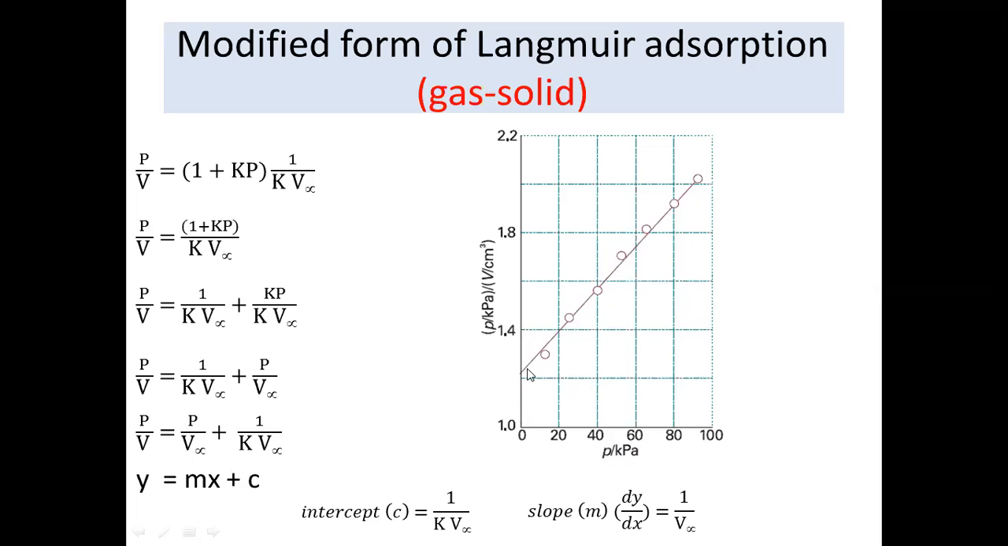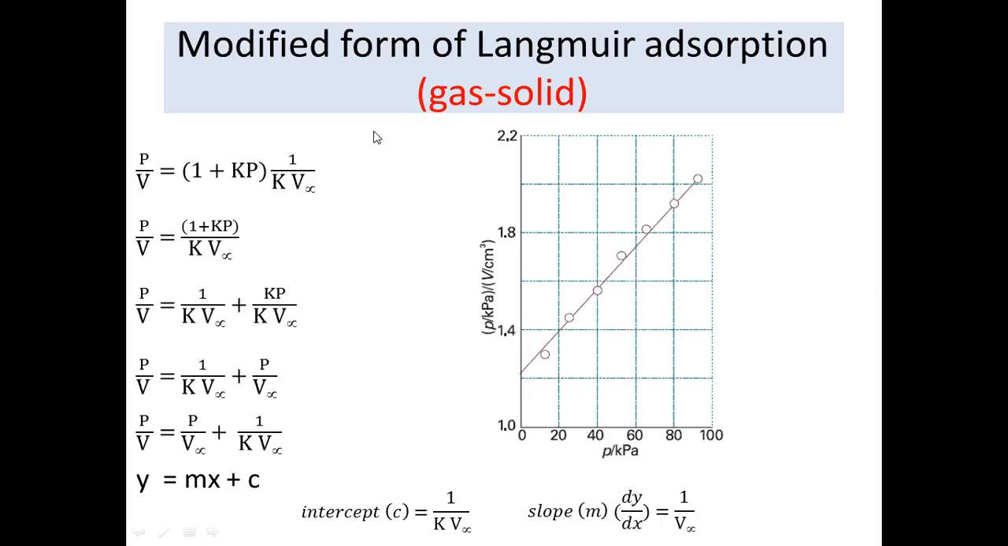And when you plot it, you will get a straight line with the intercept, and from 0 to here, let's suppose this is 1 point, maybe 2 1, and this is the intercept. You can get the slope by plotting the y-axis and the x-axis. So the ratio dy over dx will give you the value of 1 over v infinity.